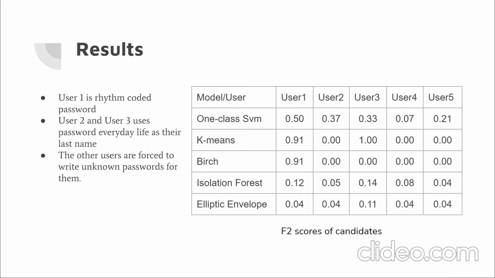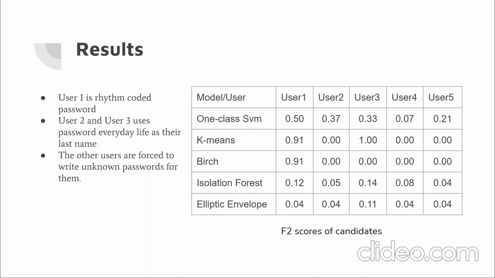At the end, we gathered 5 databases from candidates, and they have 3 special typings. The most successful one is user 1, and he typed his password by the rhythm of his favorite song. We can see that the K-means and Birch algorithms' F2 scores are above 0.90.